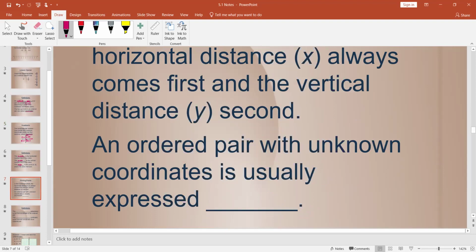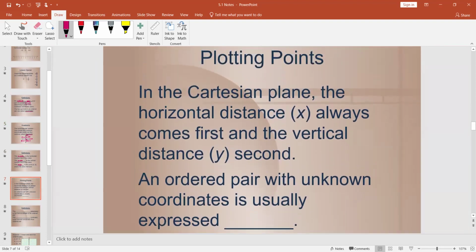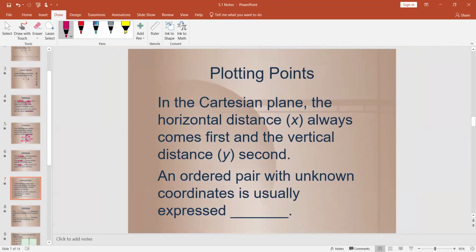All right, so moving on to when we actually are plotting points. In the Cartesian plane, the horizontal distance always comes first and the vertical distance always comes second. So we kind of move left to right when we plot points. An ordered pair with unknown coordinates is usually expressed inside parentheses, x and y separated by a comma. The x tells us we move right if it's positive, and left if it's negative. The y is telling us that we move up if it's positive or down if it's negative.